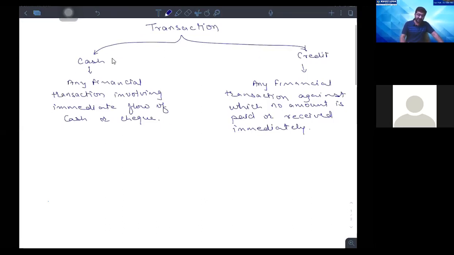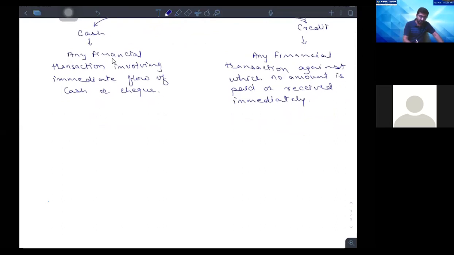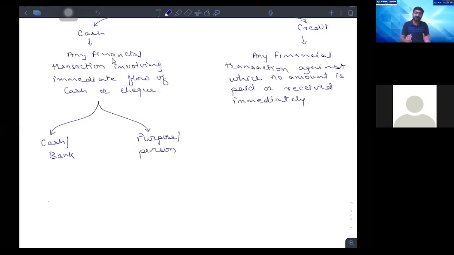Now, when you are entering into the cash transaction, on one side of that transaction, you will always have cash or bank getting affected. Whereas on the other side of the transaction, we are following the double entry system. On the other side of the transaction, you will always find that there is a purpose for which you have entered into that transaction, or there is a person with whom you are entering into that transaction. That is the basic nature of a cash transaction.